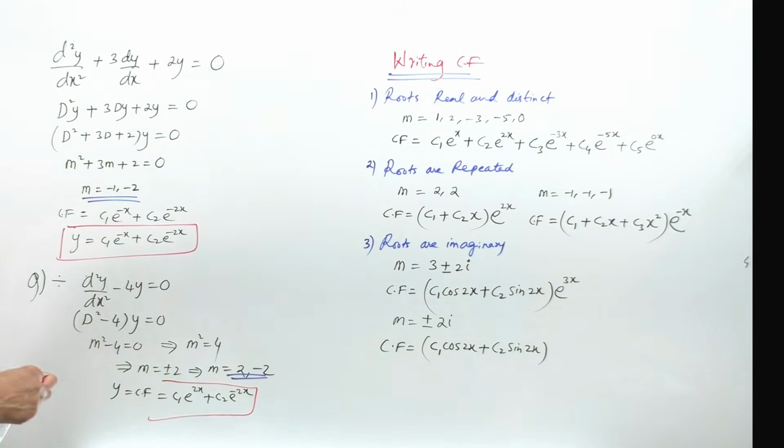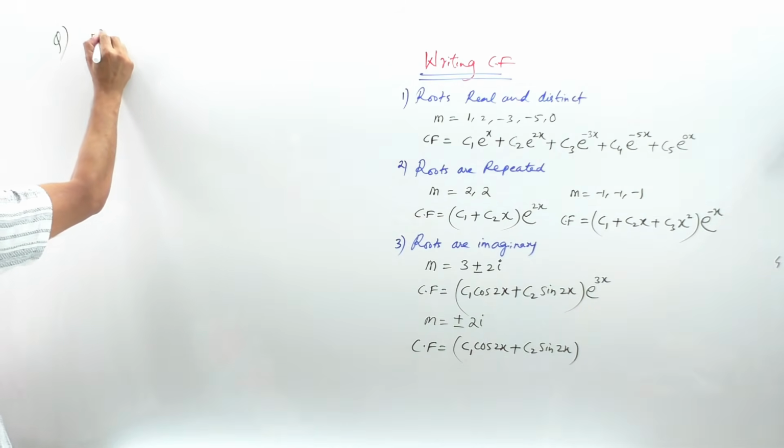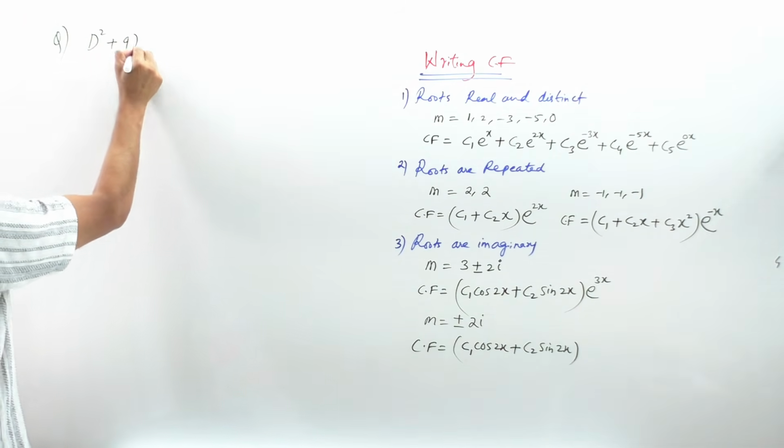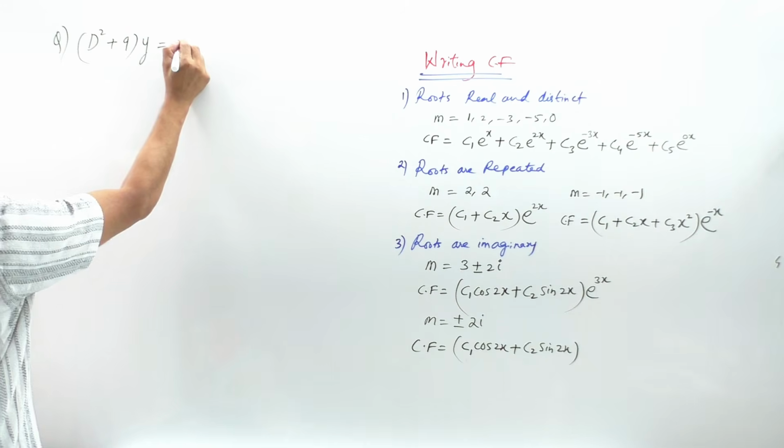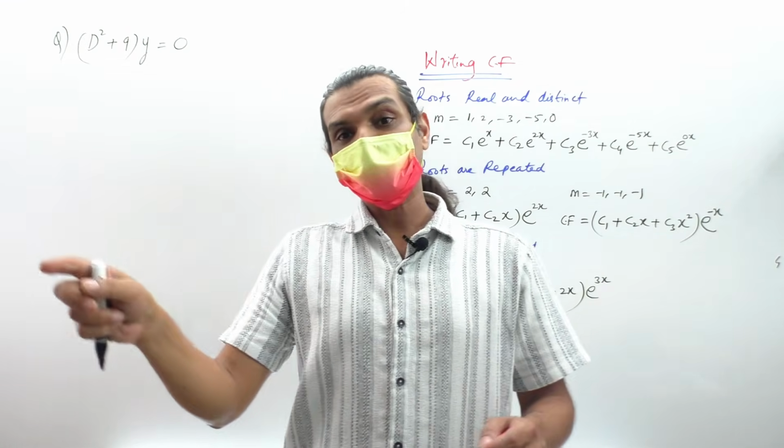As simple as that. Very simple solution. Fine, so let's move on to the next problem. The next problem will take like this: d square plus 9 into y is equal to 0. I could directly discuss given. The previous question was d square minus 4 into y.